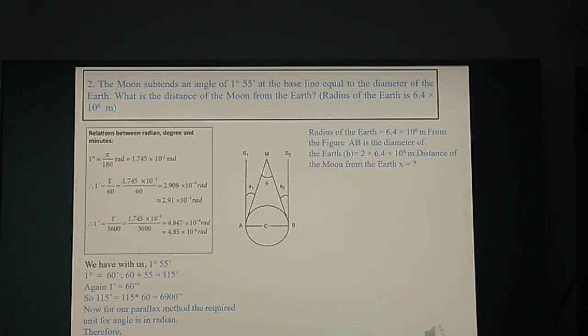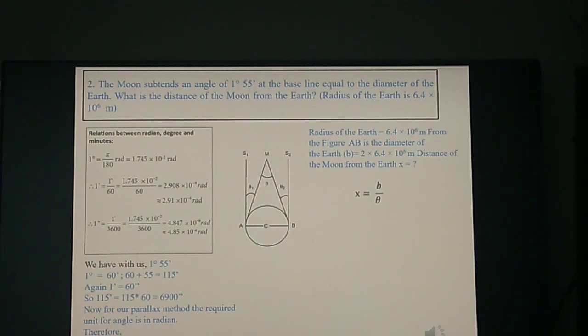So what did we do? We converted degree into minute and minute into second. But now for our parallax, that theta should be in radian. So what have we done? We have again converted the 6900 second into radian, and we have come to our theta, which is 3.34 into 10 raised to minus 2 radian.